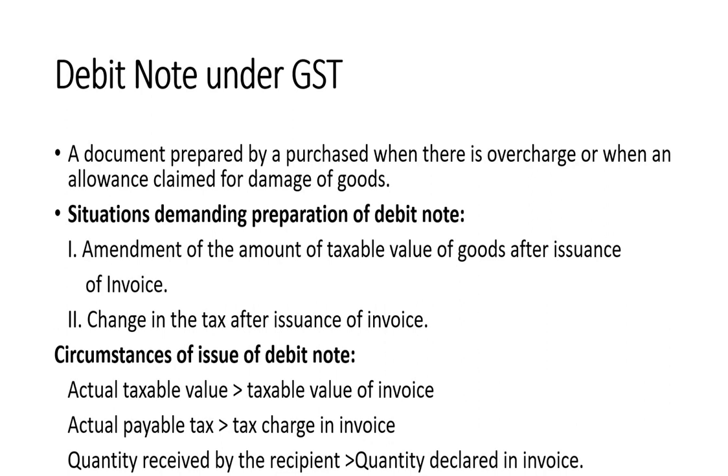The first is amendment of the taxable value of the goods after issuance of the invoice. For example, if the worth of the invoice is 1 lakh and 5,000 worth of goods are returned, in such case the purchaser, that is the recipient of the goods, has to prepare a debit note to the extent of rupees 5,000 for reduction in the value of his invoice. Then there is another chance that if there is a change in the tax after issuance of the invoice, in such case also a debit note will be issued.